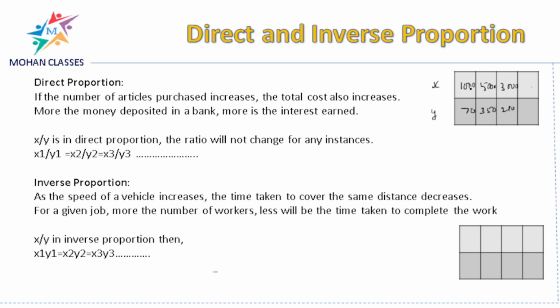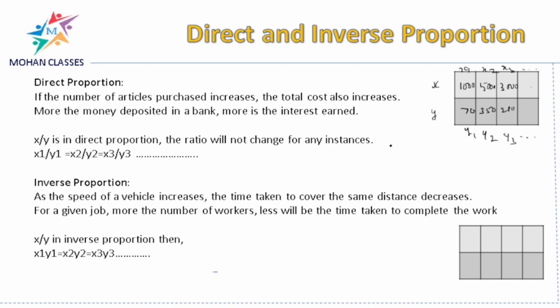You see here, for 1000 the interest is 70, for 5000 it is 350. So the amount increased, the interest also increased. The amount again decreased, the interest decreased. So this is called direct proportion. Here we can take the values as x1, x2, x3 and y1, y2, y3. The ratio x1 by y1 is equal to x2 by y2 is equal to x3 by y3.